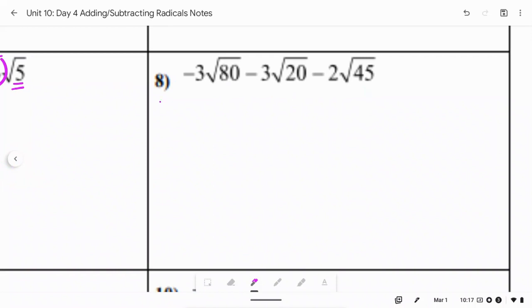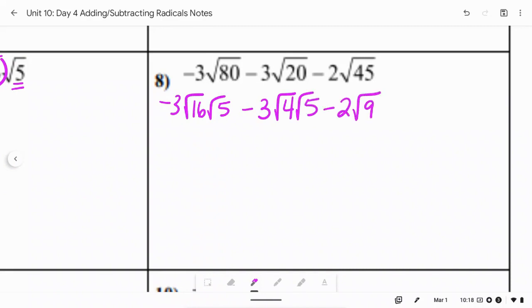So the perfect square number that I can divide 80 by is 16 times 5. The square root I can divide 20 by is 4 times 5. And then the square root I can divide 45 by is 9 times 5. So for the first one, the square root of 16 becomes 4 square root 5. And then when I bring down that negative 3, I need to multiply negative 3 times 4 to get negative 12 square root 5.